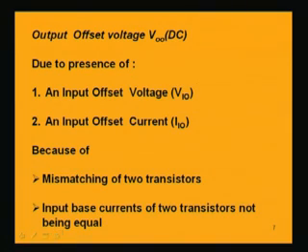This is because of two reasons. One is the input offset voltage VIO, suppose we are naming it, and the other is the input offset current IIO, and that happens because of mismatching of the two transistors as well as the input base currents of the two transistors not being equal. Because if the input base currents are not equal, there is an unbalanced base current, which will create an output voltage.